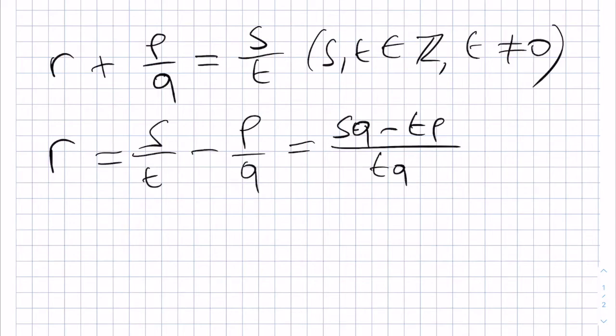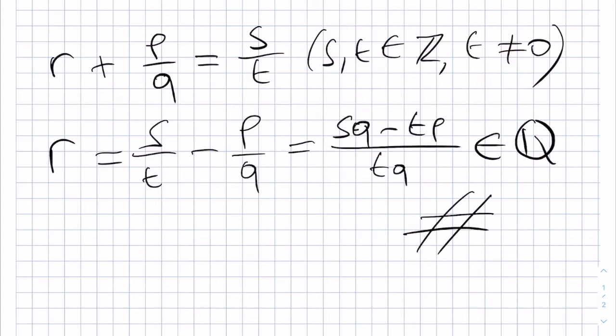However, what exactly have we written here? We have this irrational number here, but we have this fraction here of integers, i.e. a rational number. So we have shown that in fact r is rational, but earlier we assumed that r was irrational, and therefore this is our contradiction.